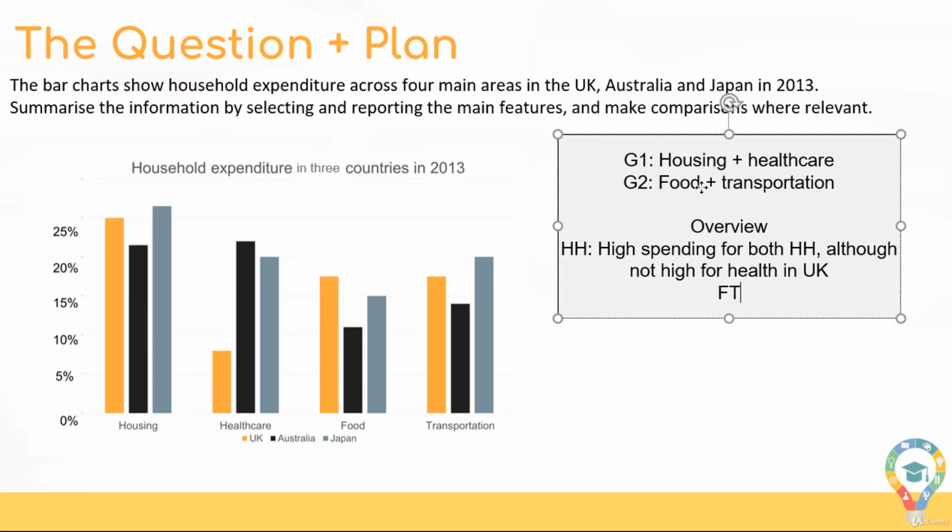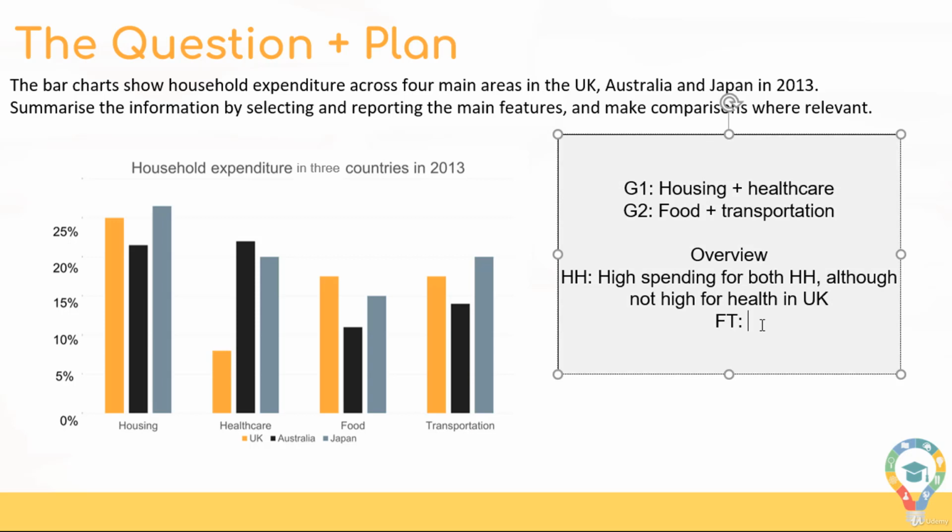And let's do FT, which is food and transportation. Food and transportation seems to be all under 20% of total expenditure. And I'll just show you now. So, for food and transportation in all 3 countries, there is not one country spending more than 20%. So all countries spend less than 20% of their total expenditure on both food and transportation.